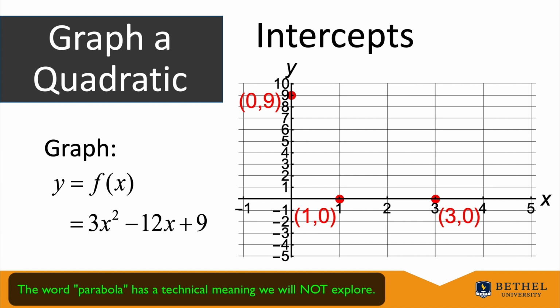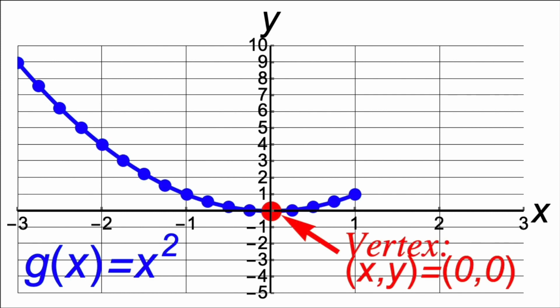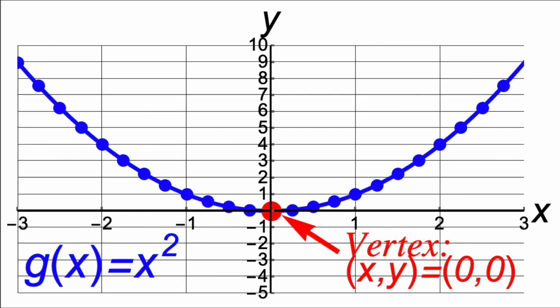But now, let's take a systematic approach using transformations. Let's also assume we know what the graph of g of x equals x squared looks like. It's a parabola opening upward, it's concave up. Its lowest point, called the vertex, is at the origin 0, 0. You could also say that the vertical y-axis is an axis of symmetry.